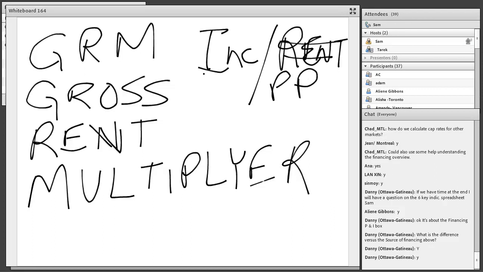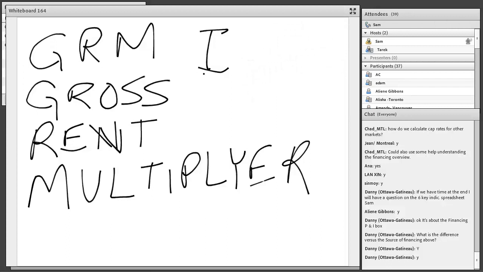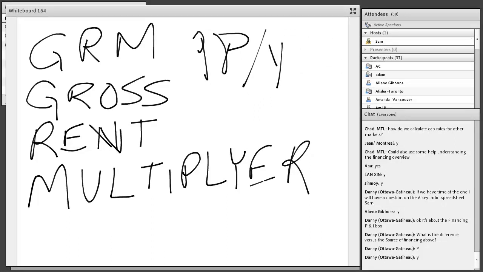So you take the income, my apologies, against the purchase price of the property. I did those backwards. Let's do that again. So you want the purchase price, I'm thinking cap rate. Purchase price divided by the yearly income, like yearly rent. Does that make sense? So purchase price against yearly rent.